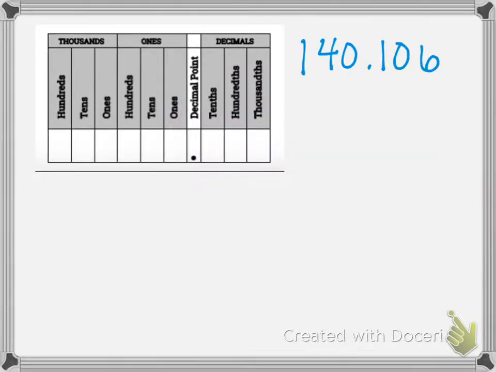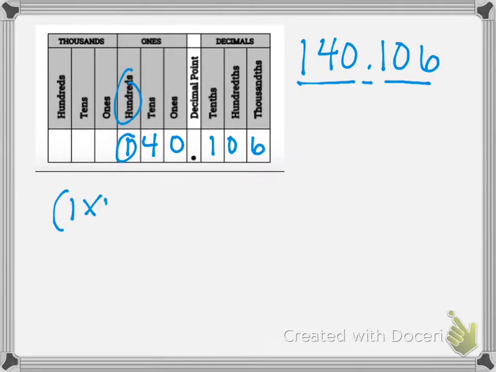Let's try one last one. 140 and 106 thousandths. Place it on your place value chart. Okay. Now you're going to start your expanded form. Start with the 1. 1 times, it's in the hundreds place, plus 4 times, it's in the tens place.